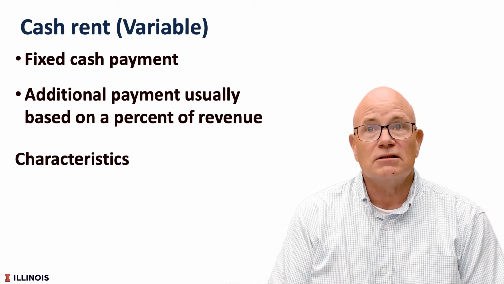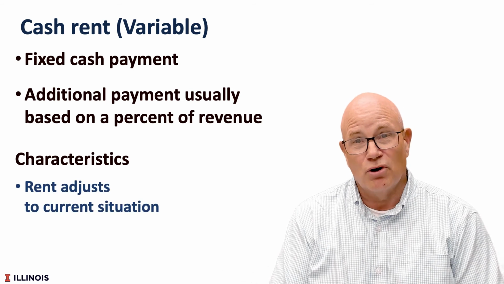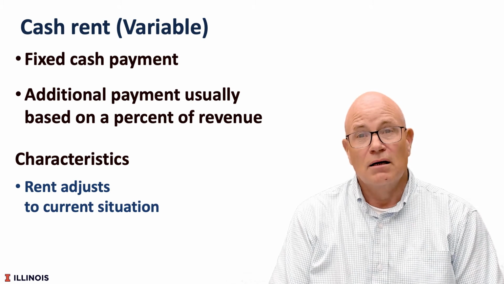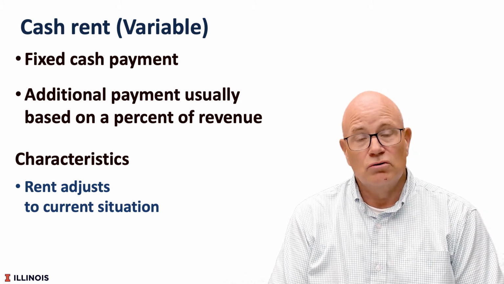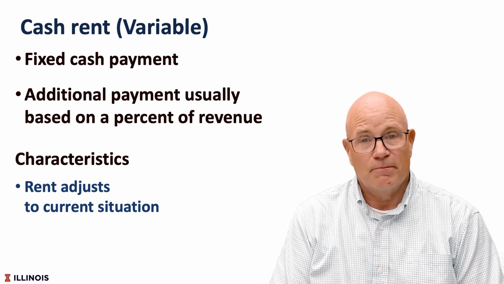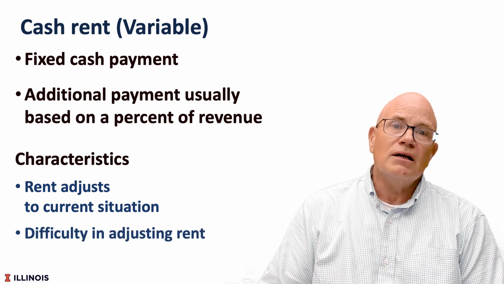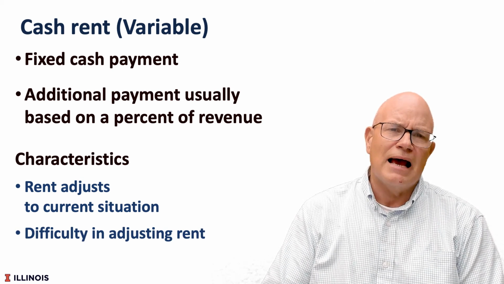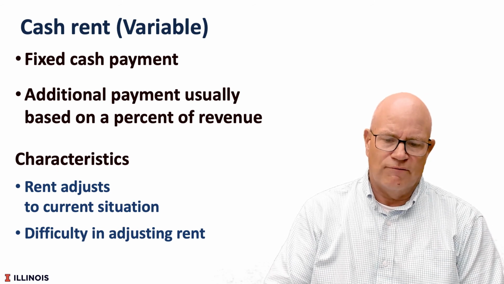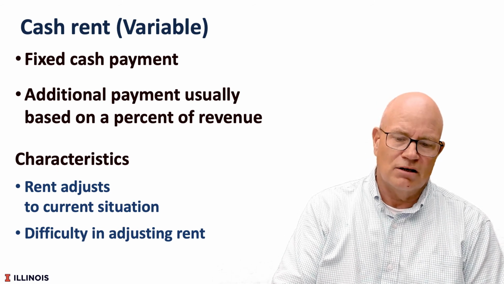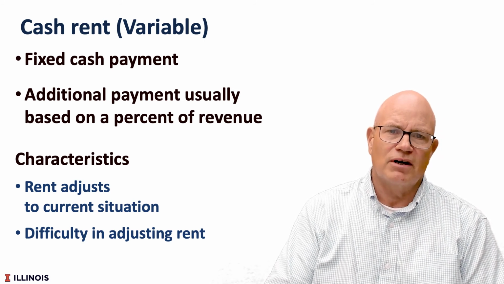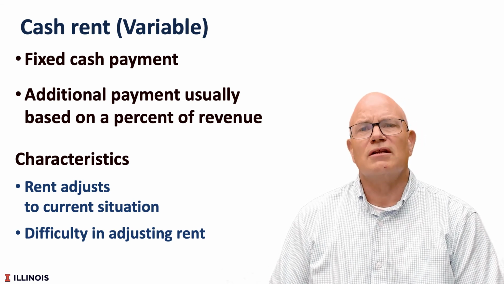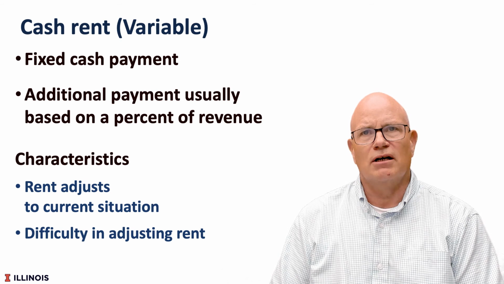The characteristic of this arrangement is that it adjusts more quickly to the current situation as prices and yields change, so does the rent. There's generally a difficulty in setting the terms of this variable cash rent at the beginning. You not only have to agree on a fixed cash rent, but you have to agree on a base rent and the percentages of revenue that will be shared, along with other details of that lease. This is more hands-on than, say, a fixed cash rent.